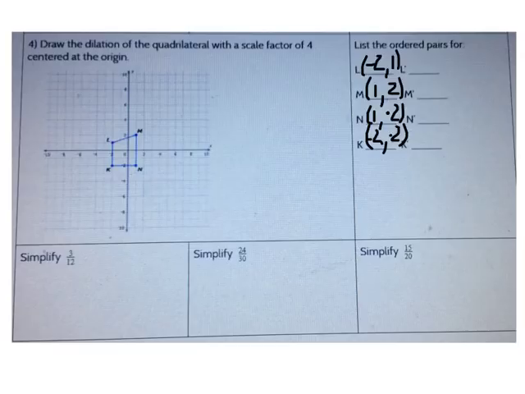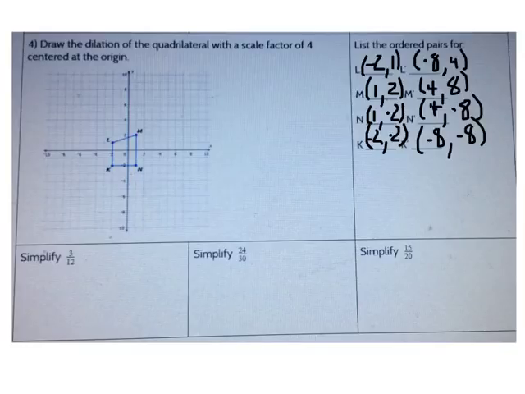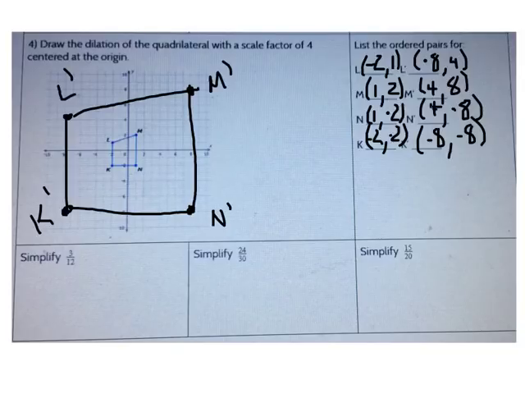What would be the new ordered pair for L', M', N', and K'? L' will be located at -8, 4. M' will be located at 4, 8. N' will be located at 4, -8. And K' will be located at -8, -8. Go ahead and draw those points and connect them to make our dilated shape. Check to make sure your shape looks similar to mine.